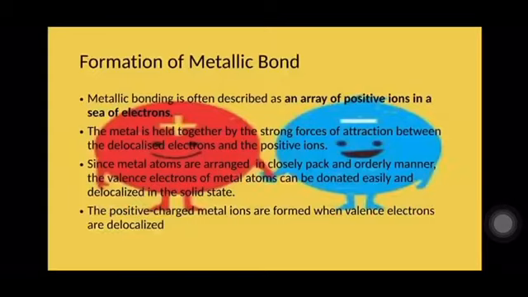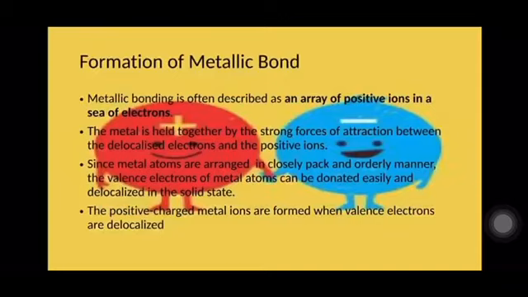So first, metallic bonding is often described as an array of positive ions in a sea of electrons. So as we know, metal atoms ni, sebab dia solid, so dia arrange closely packed and orderly in the solid state. So disebabkan tu, maksudnya electrons dia berada rapat-rapat. And then we know that electrons are moving. So the valence electron of metal atoms ni disebabkan dia berada rapat-rapat macam tu, so it can be donated easily. So bila dia donated easily, maksudnya dia boleh delocalize di dalam solid state tersebut.